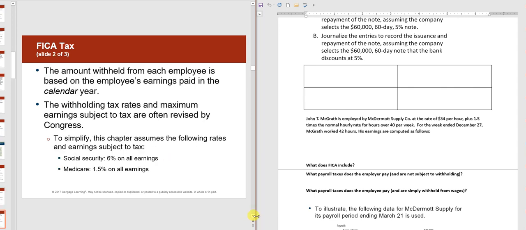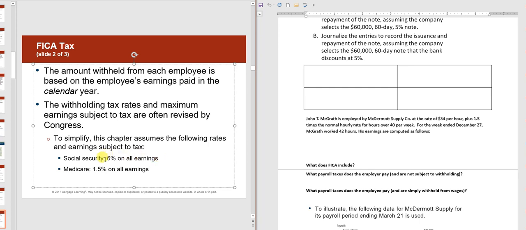I will give you the rate always, so you do not have to memorize this, but Social Security is 6% on all earnings, and Medicare is 1.5% on all earnings. Notice this one is technically not all earnings. It is earnings up to a certain cap of $100 and some thousand. I've forgotten the exact amount now.